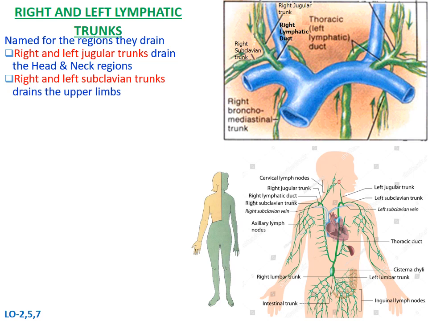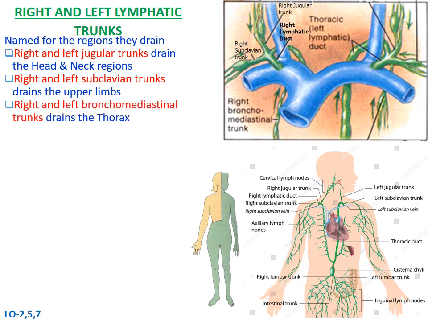Now coming to the second part, right and left subclavian trunk drain the upper limb. Now where is the subclavian? This is the subclavian vein that is coming from the limbs, upper limb. So along with the subclavian vein that drains the upper limb, the lymphatic vessels and the lymph nodes join together, merge together, and ultimately form the trunk. That trunk is called the subclavian trunk. So when the name subclavian trunk comes, it means it is draining from the limbs. So right subclavian trunk, and here there will be the left subclavian trunk because there is the left subclavian vein.